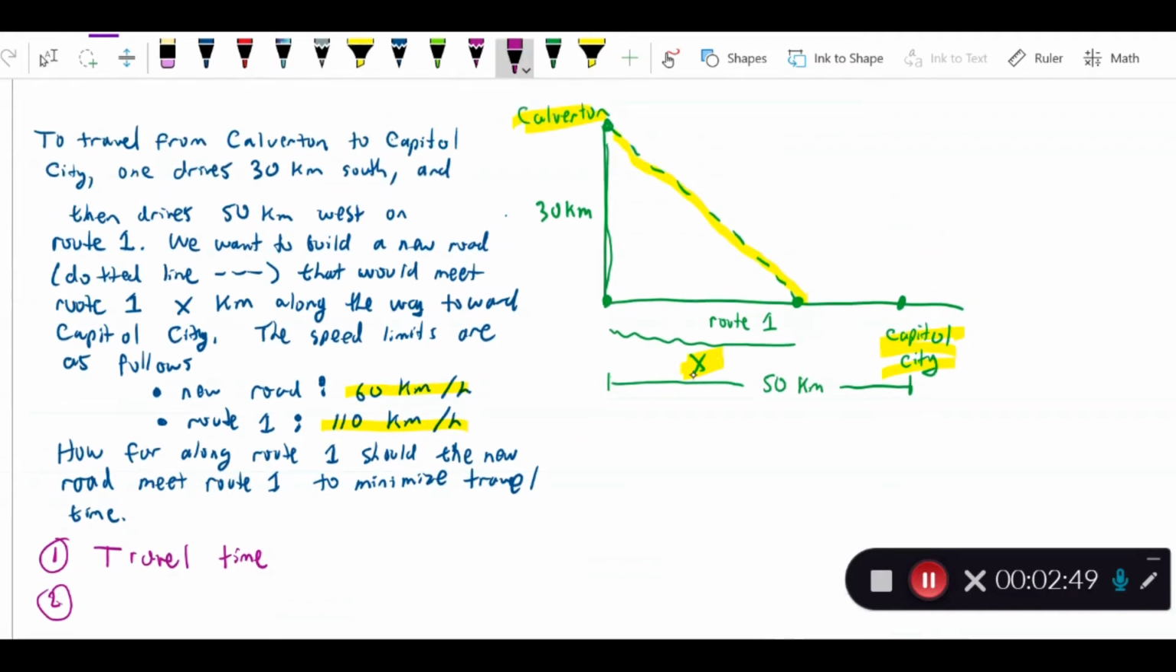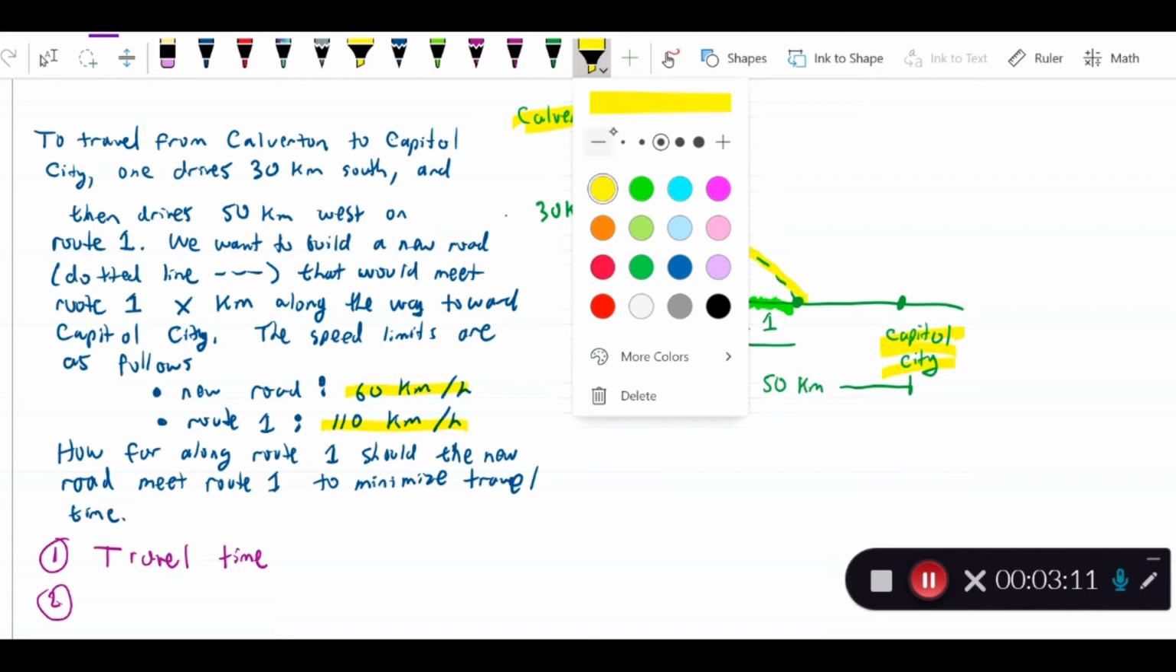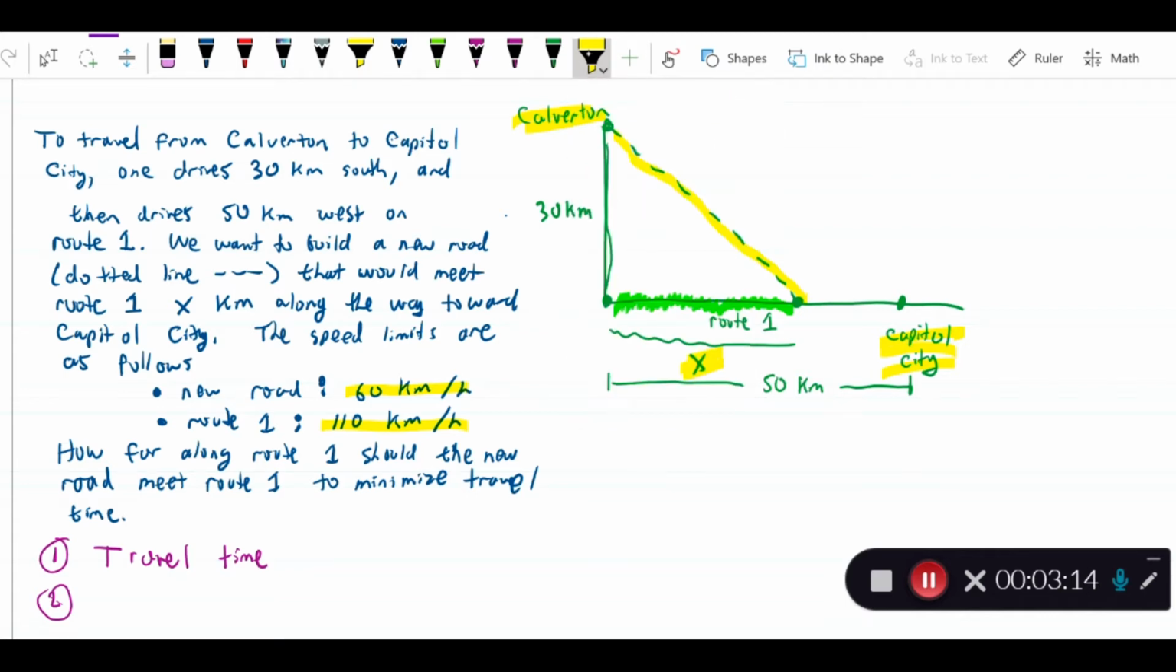We can see that the only choice we're making is how long to make that segment. In other words, this is the part of Route 1 that's being bypassed by building a diagonal line. So the question is how long to make that. So we want to write travel time as a function of x. This is the way we're going to do that.